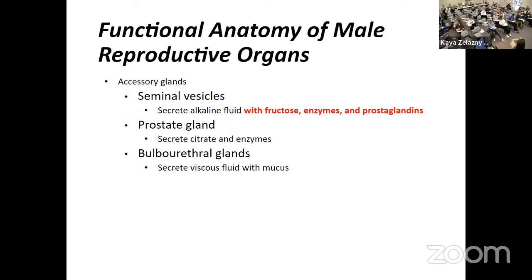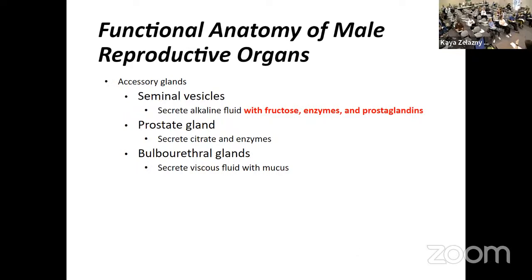That's the first gland you would hit, right? Going into the ejaculatory duct. And then that's meeting up with the vas deferens in the prostate gland. That prostate gland itself is secreting more enzymes and some citrate. Okay. We'll talk about what those do as we move forward.